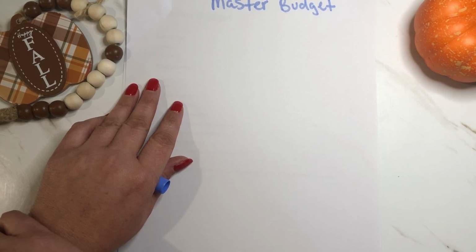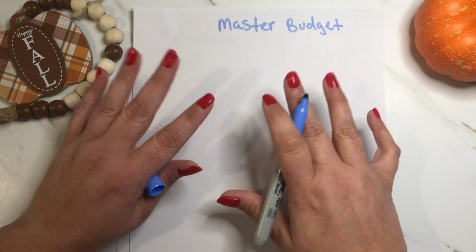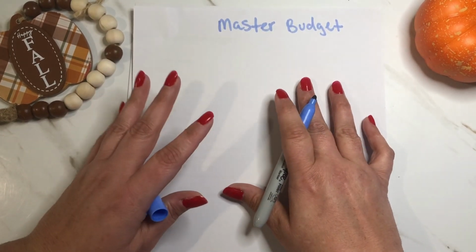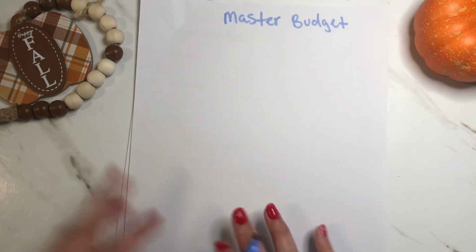There is pen and paper. Excel has a spreadsheet that you can use. You can create one on Google Docs. There's lots of ways to create a budget. This is not your month-by-month budget, guys. This is what you're going to use to reference and look back on every single month.